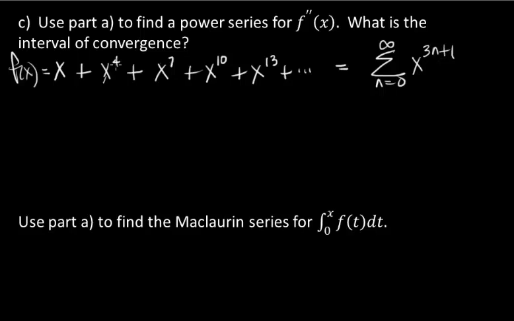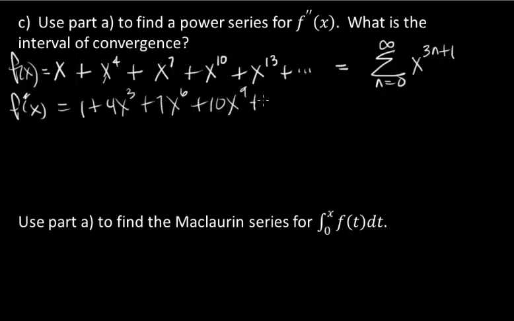And this part just says find a power series for its second derivative. Well, you just take the derivatives. F prime of x would be 1 plus 4x cubed plus 7x to the 6th plus 10x to the 9th plus, and so on. Or if you did it here, when n is 0, you do have x. So n will continue to go from 0 to infinity. You're not losing that first term. And you have a 3n plus 1 times x to the 3n, subtracting 1 from the exponent.